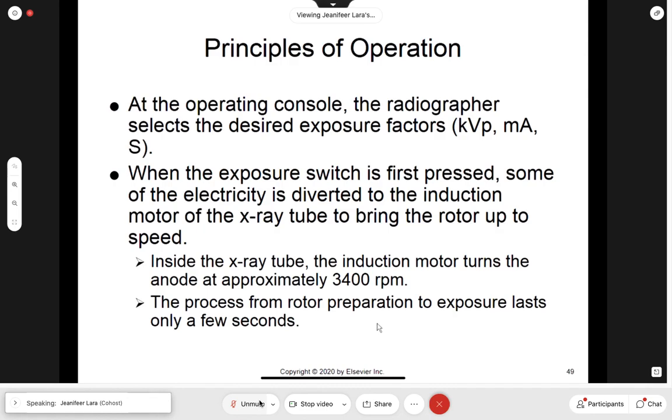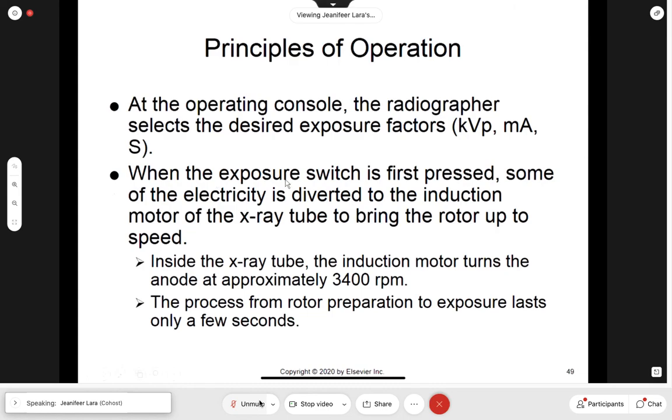Principles of operation. At the operating console, the radiographer is going to select three things, just three for right now. We're going to talk about kVp, mA, and time. I don't want you to know what all of these are just yet. This is a whole semester of information that is not on the test on Friday. Got it? Yes. We understand. Please don't make me put this all on the test on Friday. Okay? All right. So let's talk about it.